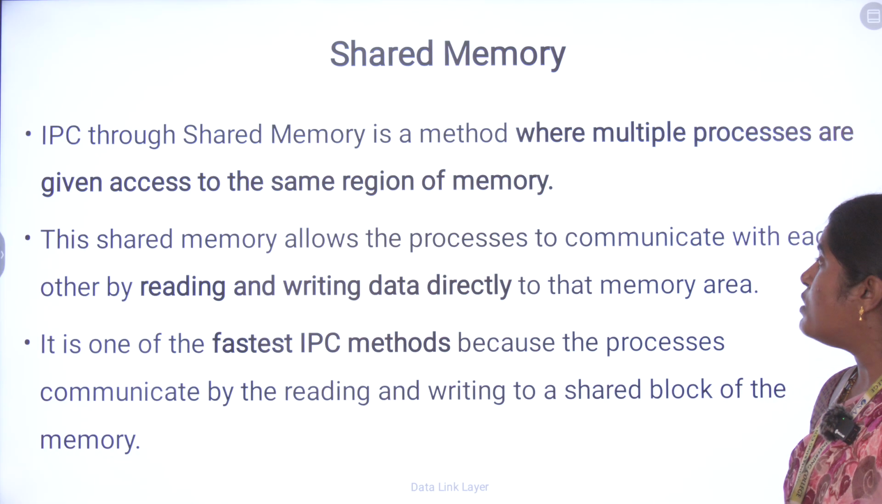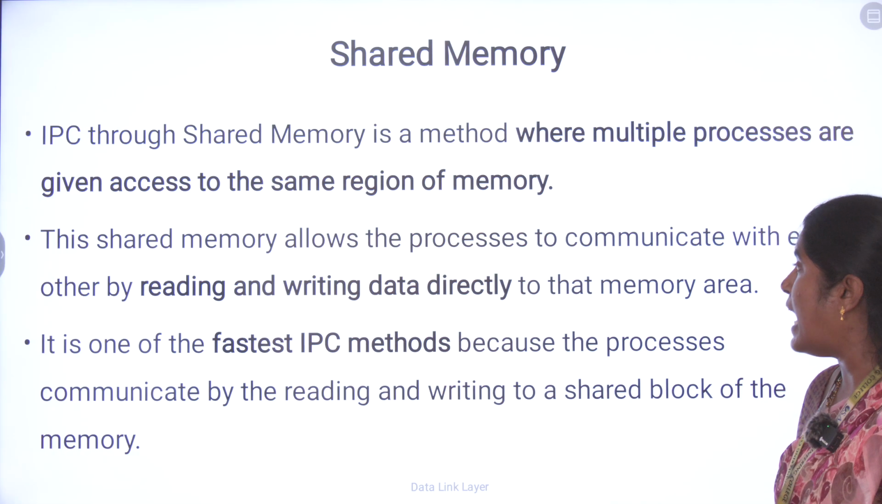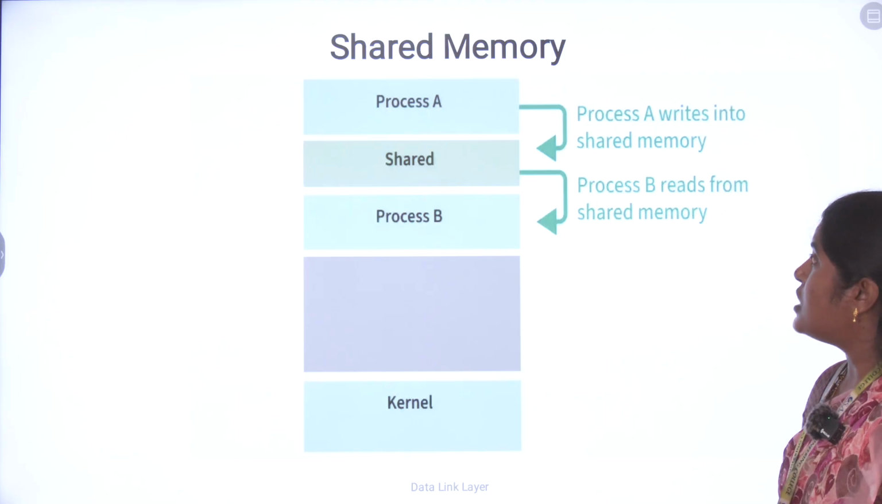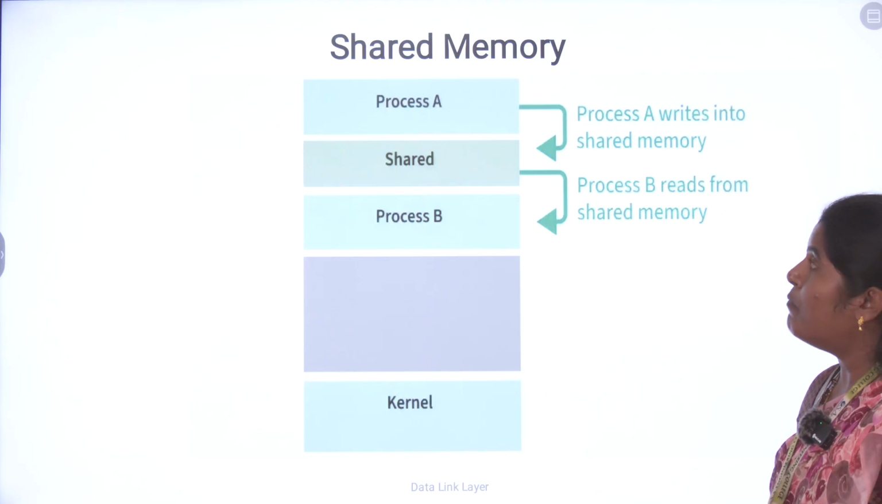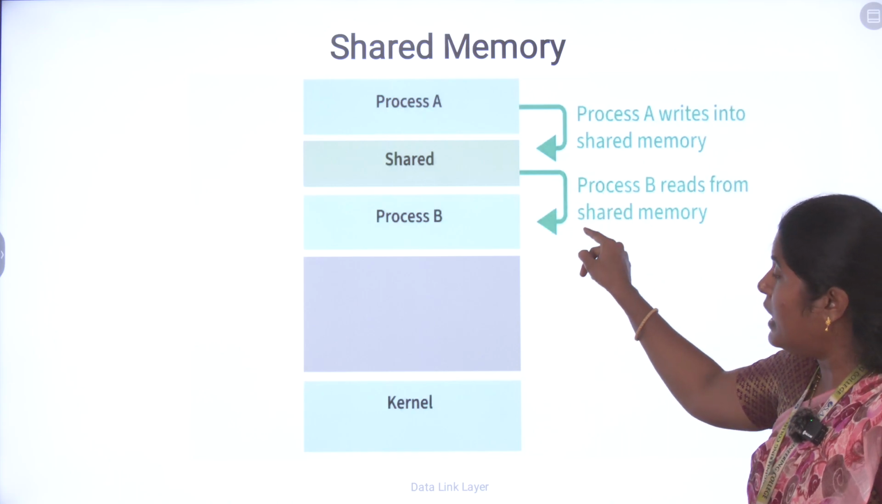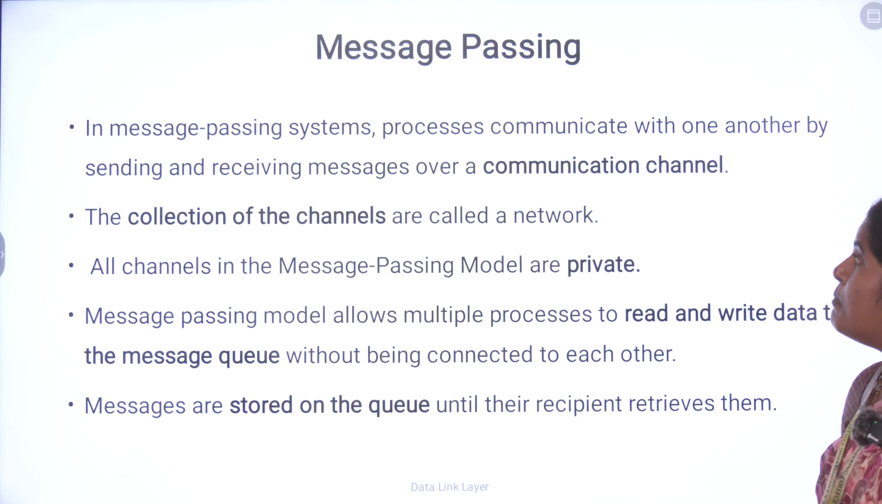Shared memory allows the processes to communicate with each other by reading and writing data directly to that memory area. It is one of the fastest inter-process communication methods because the processes communicate either by reading or writing data to a shared block of memory. This is a block diagram of shared memory. Process A writes the data to the memory, and process B reads the data from the same memory.